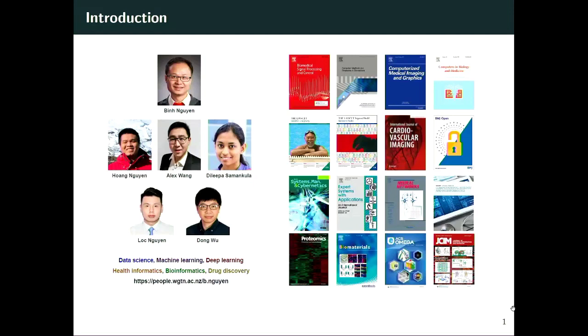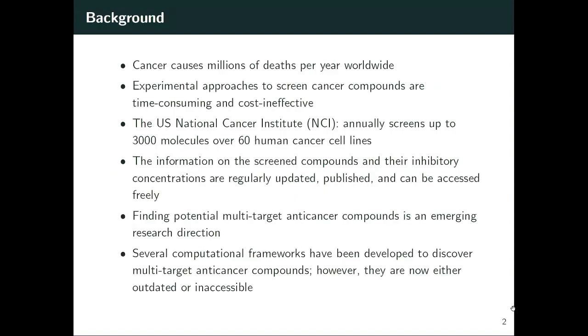First, I want to introduce our research group. It consists of 5 PhD students and myself. We are doing data science, machine learning, and deep learning, and application in various domains, including health informatics, bioinformatics, and drug discovery. The work I'm presenting today is a model to predict compounds that can be used for treatment of multi-target cancer.